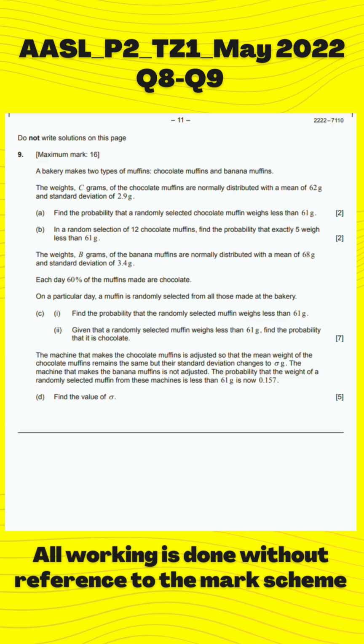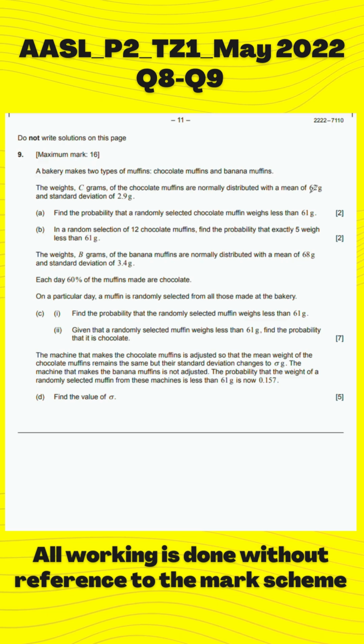Okay, question 9. A normal distribution is given with mean 62 and standard deviation of 2.9. A. Find the probability that the width is less than 61. So that means it will be the CDF of smaller than 61. We use the GDC, so it will be 0.365.